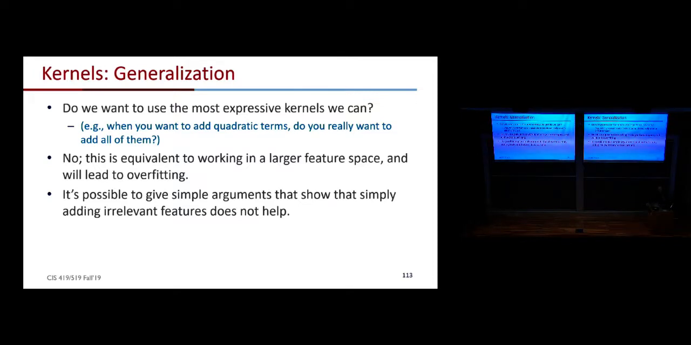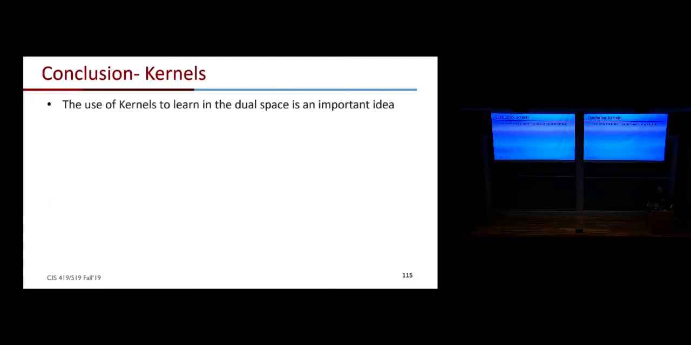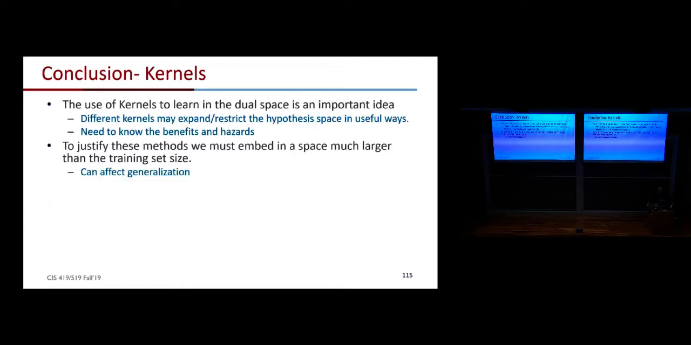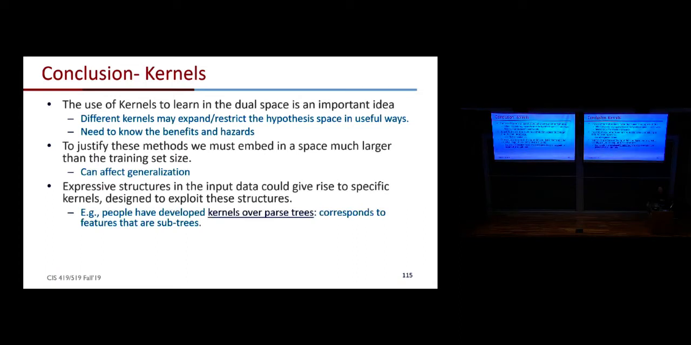And it's also possible to give simple arguments analytically that show that essentially, if you're blowing up the feature space, you may add a lot of features that are completely unimportant, not needed. And you can show that irrelevant features do not help. There is a hidden slide there that shows this analytically. I'm not going to go into it. So let's summarize and see if we have questions.